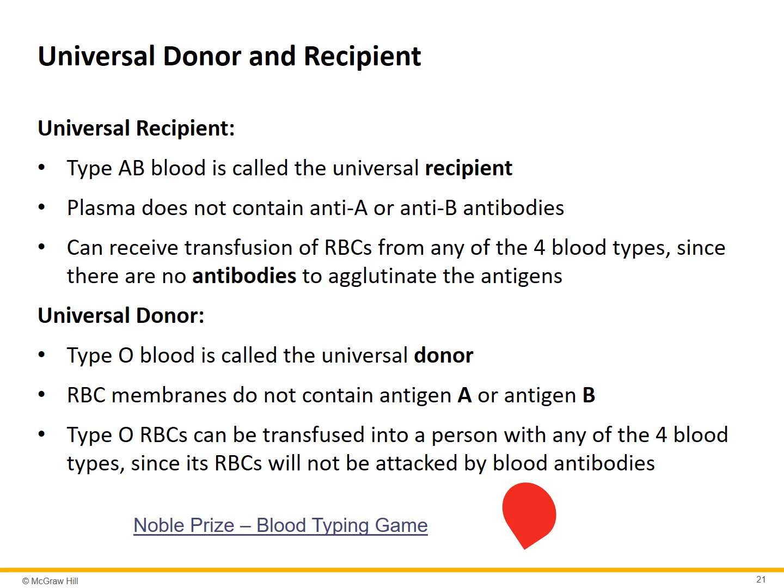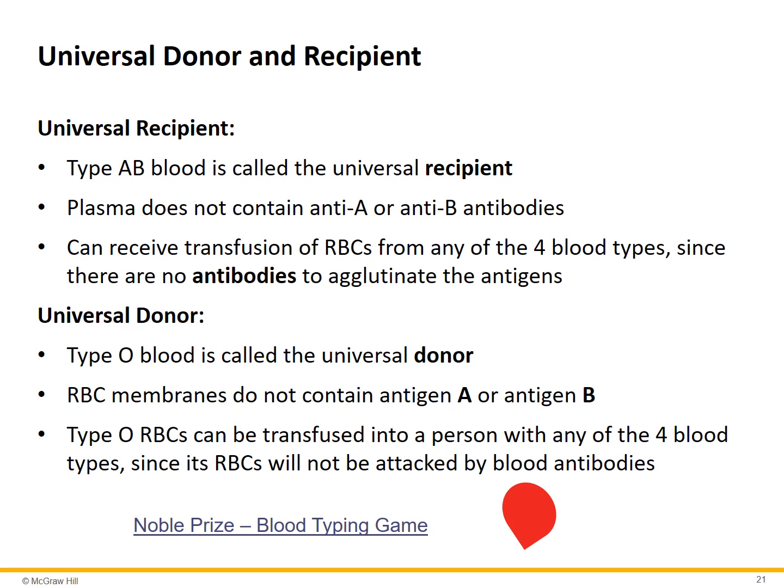All right, so people that have type AB blood don't have either of the antibodies in their system, and so they're called the universal recipient. In theory, they could receive any of the blood types because they don't have any anti-A or anti-B antibodies. So they can receive blood from any of the other blood types.